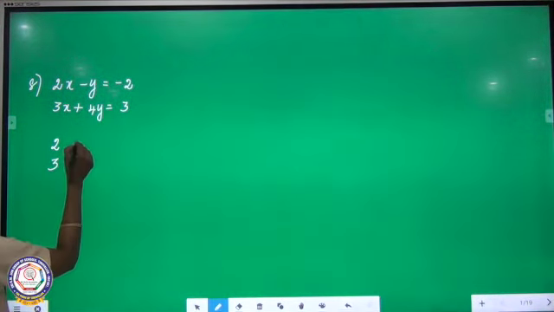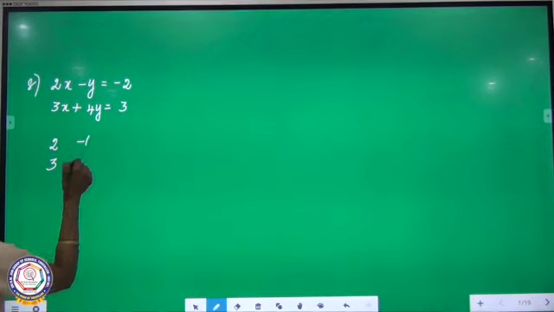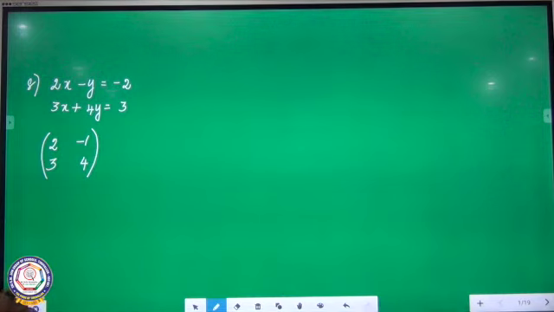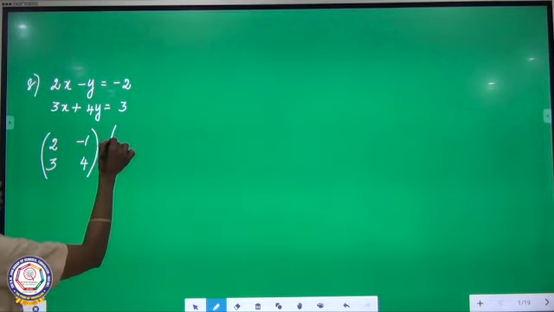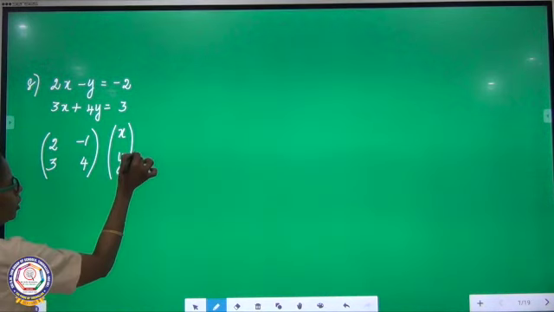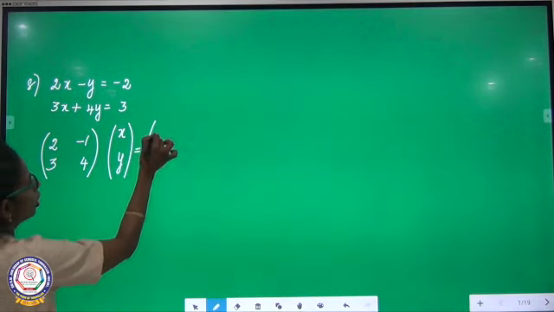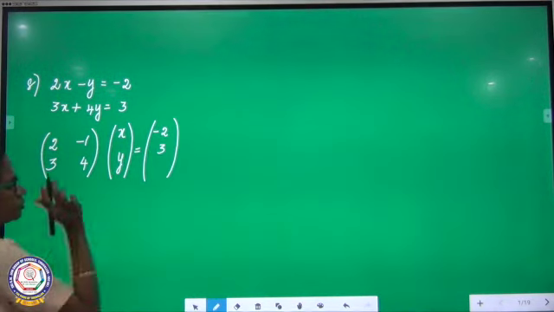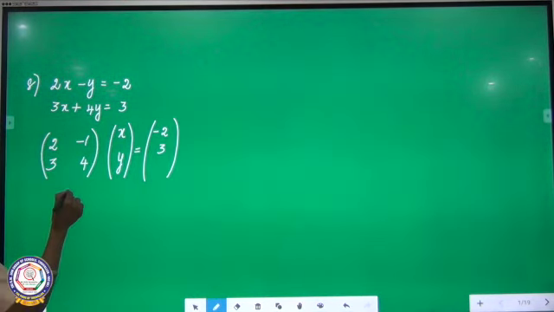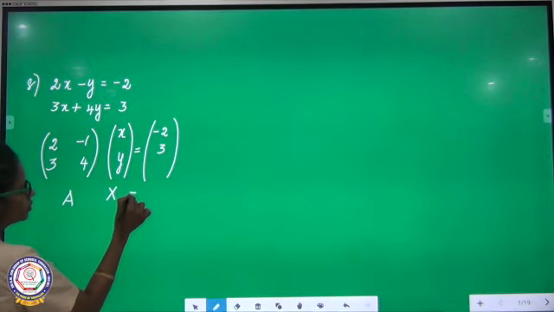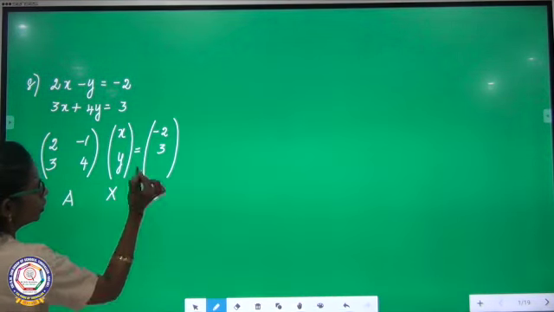Coefficient of Y should be placed in the second column. Then you get it as a 2 by 2 matrix. Then the variables X and Y, you write in a column. The constants are minus 2 and 3. Right? Now, this is A, capital X equal to B.